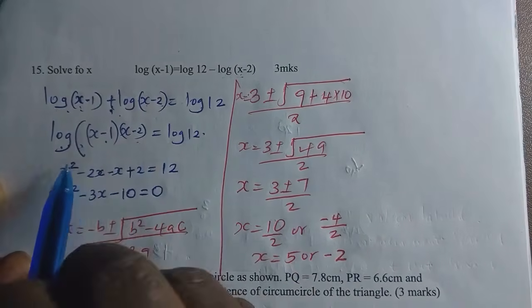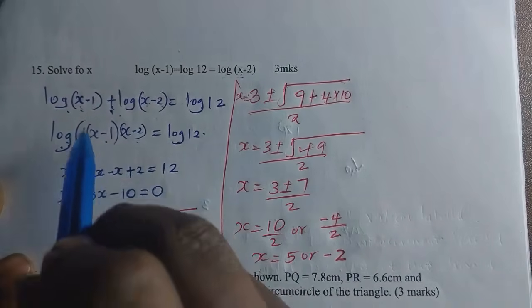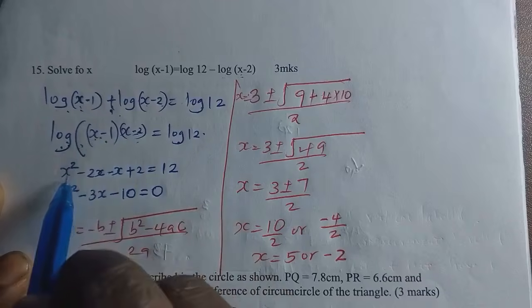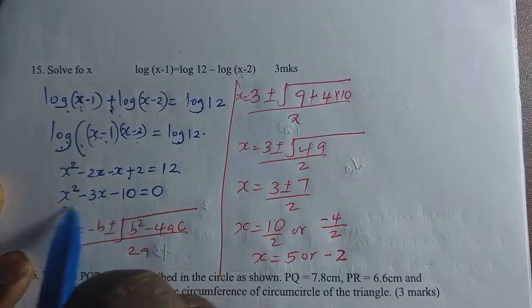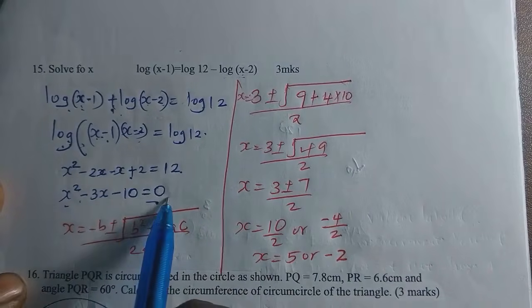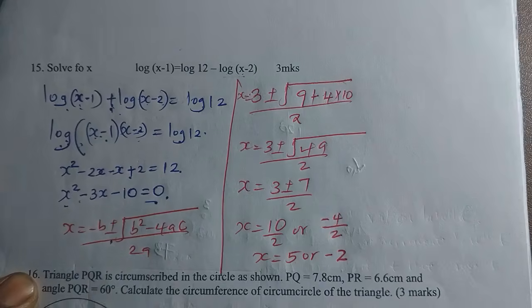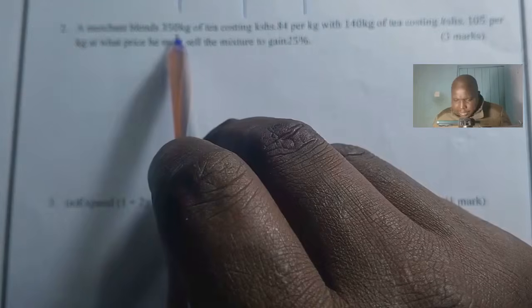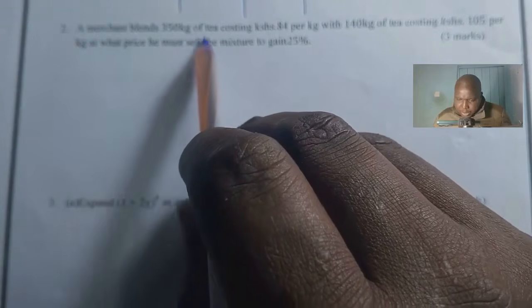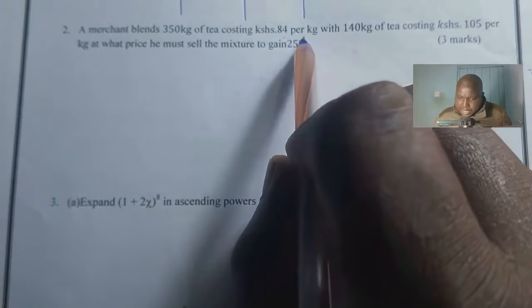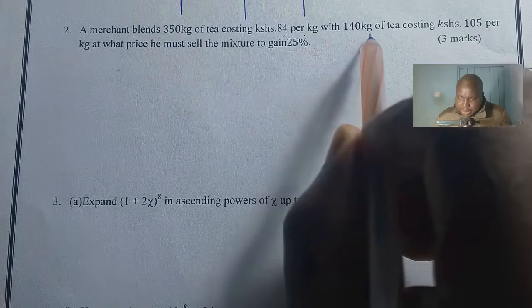So log and log are the same, it cancels out. We have this, when you multiply this times this, you will get this is equal to, so it forms a quadratic equation. So you solve that quadratic equation using the quadratic formula, and you get the value of x as 5 and negative 2.